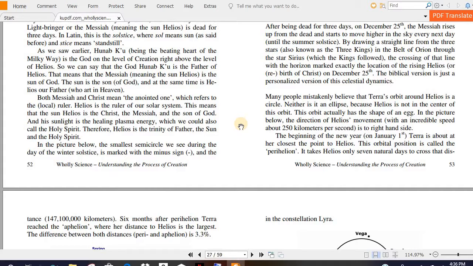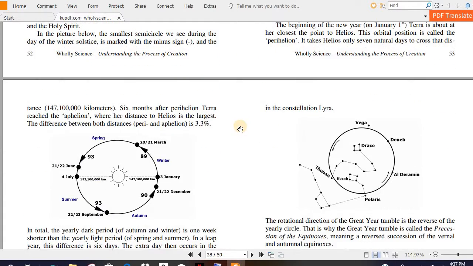right hand side. At the beginning of the new year on January 1st, Terra is at her closest point to Helios. This orbital position is called the perihelion. It takes Helios only 7 natural days to cross this distance. 6 months after perihelion, Terra reaches the aphelion, where her distance to Helios is the largest.